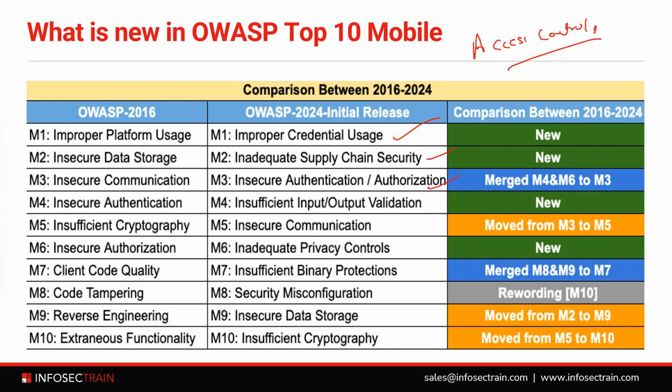That what things the application will be able to access, what places it will be able to access, what places not, right? Then insufficient input output validation, what that can be. Now insufficient input output validation means that you are not validating what input the user is giving.